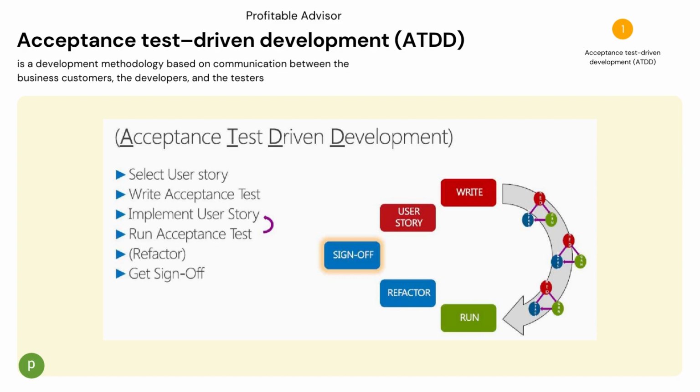That is what is happening in this diagram. If you see this diagram: select the user story, write the acceptance test, implement the user story, run the acceptance test, and refactor, get sign off.